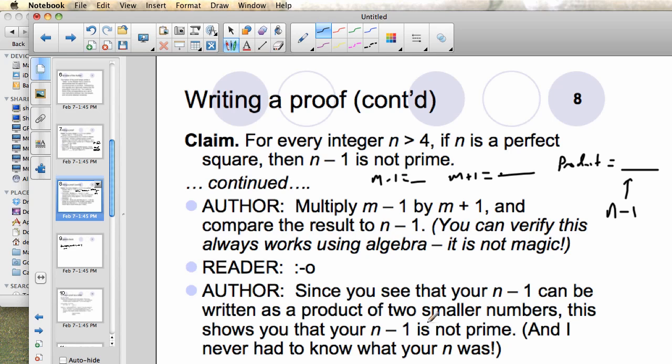Now, since I didn't even have to know what your n is in order to make that conclusion, that means that no matter what n you started with, the conclusion would be the same. And so if you follow this process, you'll see that you'll never find a counterexample to the statement.